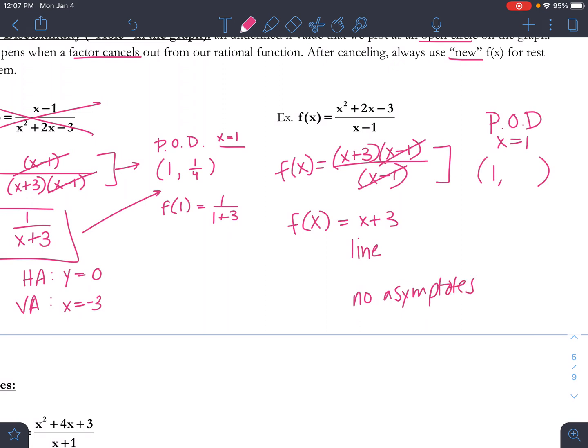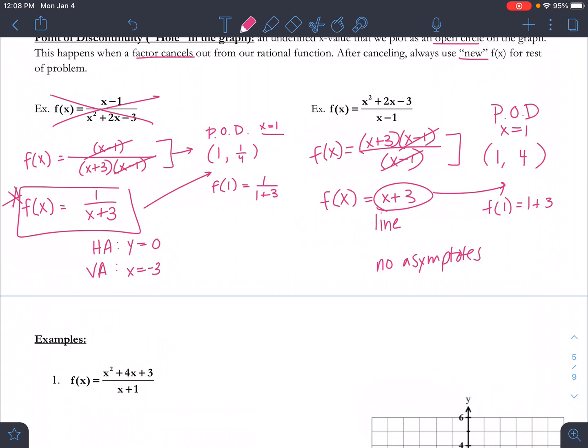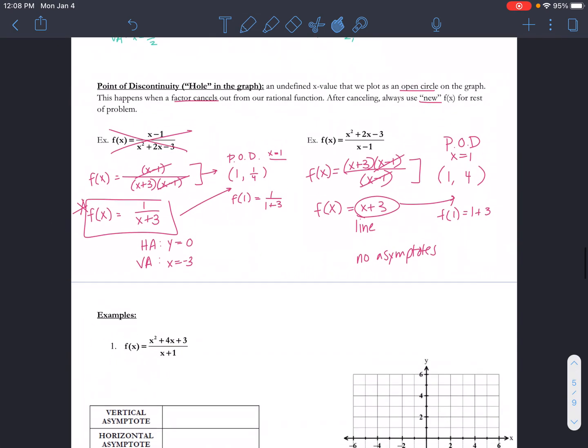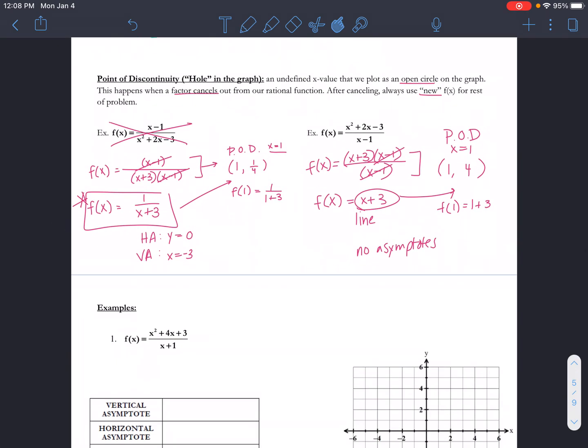Okay. And we still can figure out where we're going to have that point of discontinuity. F of 1 would be x plus 3. 1 plus 3 is 4. So you're going to have a hole at 1, 4. Besides that, I would just graph the line x plus 3. Okay, so we're going to try out 2 examples below where we actually graph these, and then we'll see how it's going. So again, this is something you're looking out for.